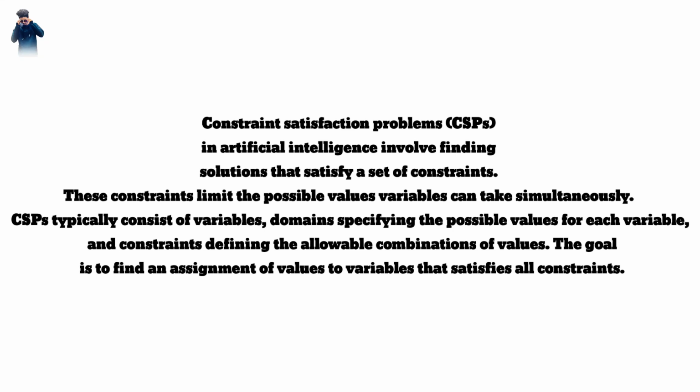Constraint Satisfaction Problems, CSPs, in artificial intelligence involve finding solutions that satisfy a set of constraints. These constraints limit the possible values variables can take simultaneously. CSPs typically consist of variables, domains specifying the possible values for each variable, and constraints defining the allowable combinations of values. The goal is to find an assignment of values to variables that satisfies all constraints.